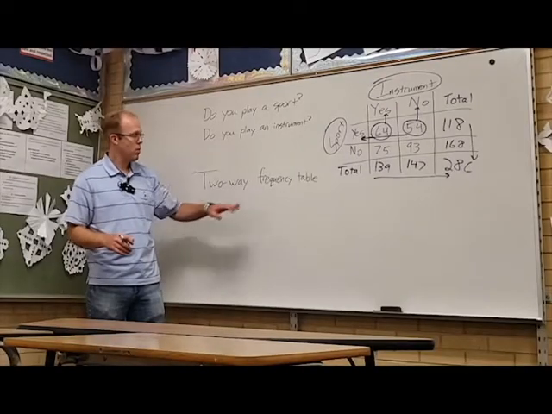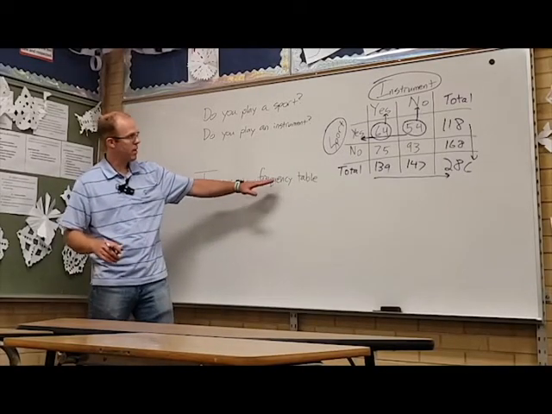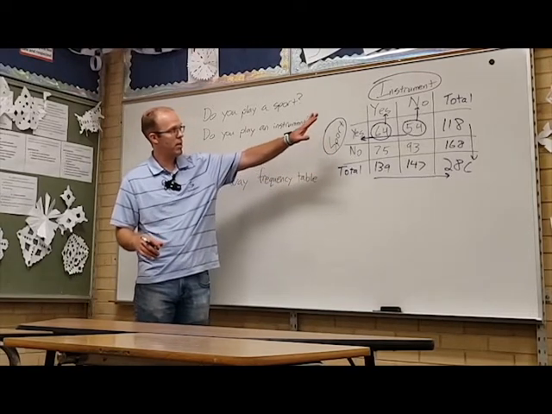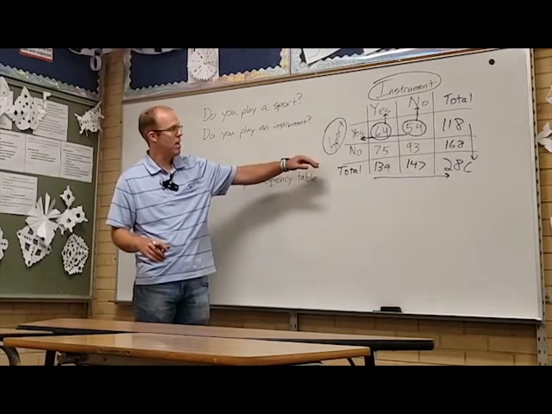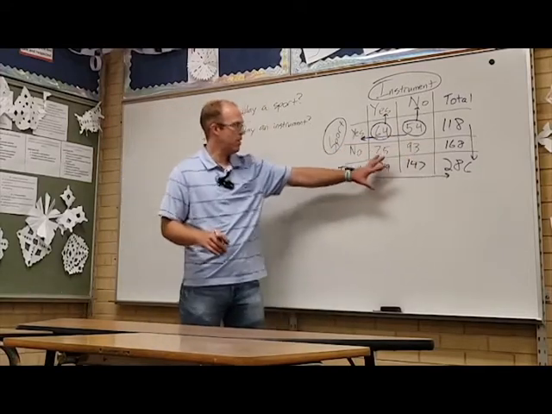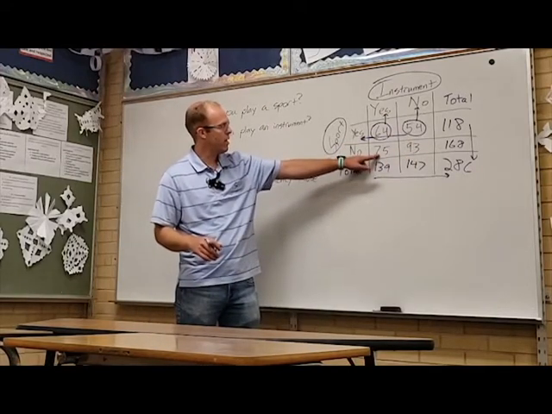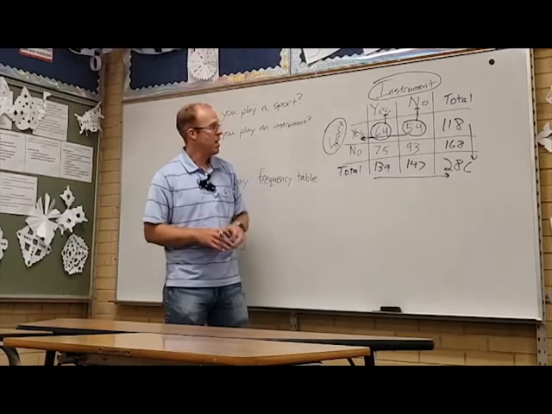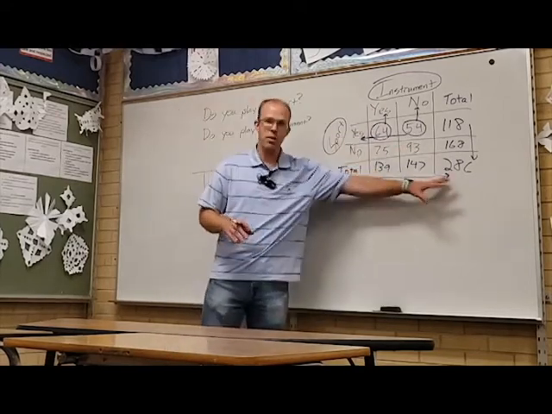In our last video, we talked about two-way frequency tables. You might remember this example where students took a survey of whether or not they played an instrument and played a sport. And we took that raw data and we put it in a two-way table so that we could see, hey, here's 75 students that do play an instrument and don't play a sport.